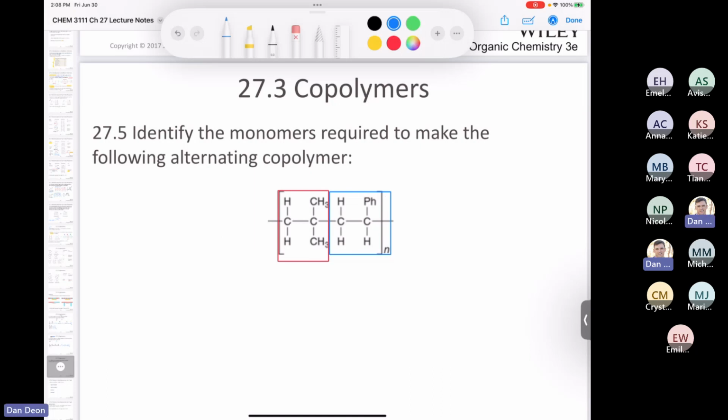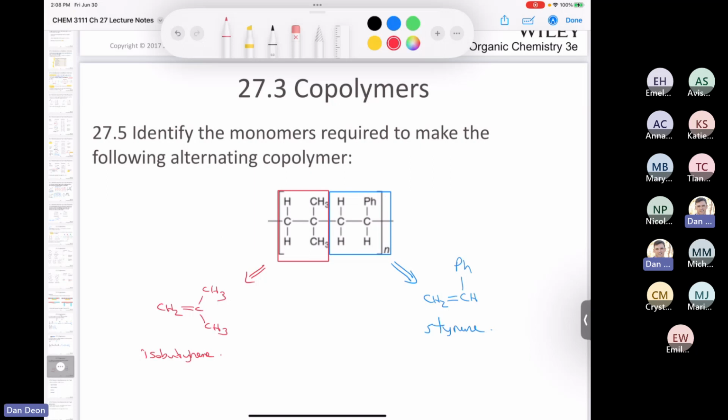Yeah, thanks, Maria. Maria got one. Yeah, absolutely. This one would have come from this. Yep. And this is styrene. Does anybody recognize the one in red? So that would come from this. So CH2, this guy here. So this is isobutylene. There you go. So isobutylene and styrene are the monomers that are used to make this copolymer. All right, there you go.